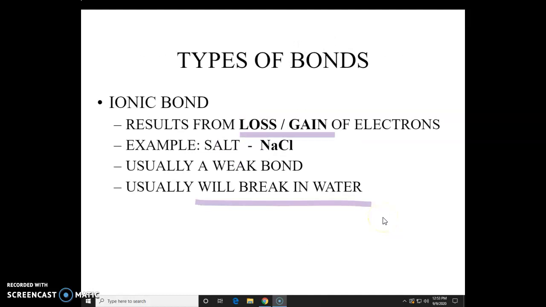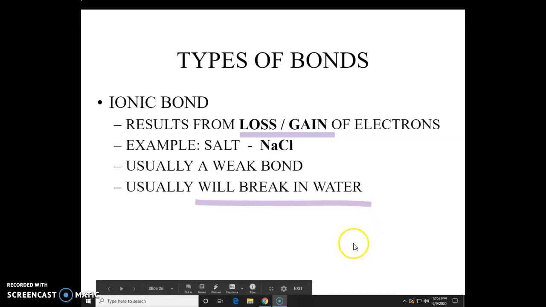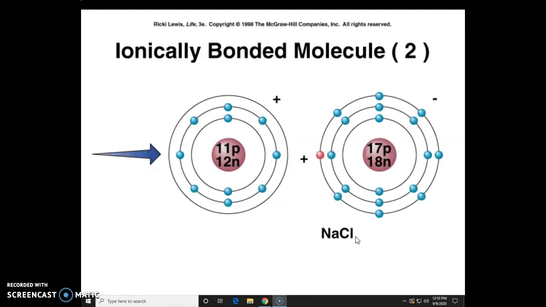Okay, there are going to be 3 types of bonds. The first one we're going to talk about is the ionic bond, and it results from the loss or gain of electrons. An example of that is salt, NaCl. It's usually a weak bond, and it will break in water. Of course, you know about salt water. Also, salt, maybe when you season food like your soup or something like that.